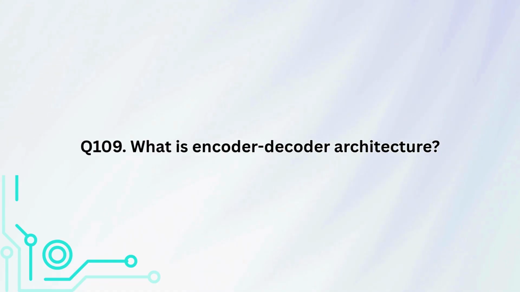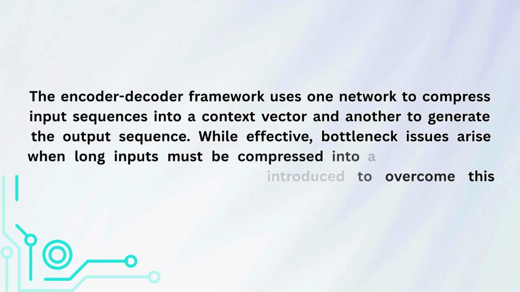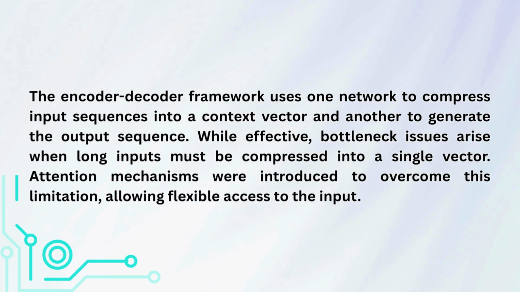What is encoder-decoder architecture? The encoder-decoder framework uses one network to compress input sequences into a context vector and another to generate the output sequence. While effective, bottleneck issues arise when long inputs must be compressed into a single vector. Attention mechanisms were introduced to overcome this limitation, allowing flexible access to the input.